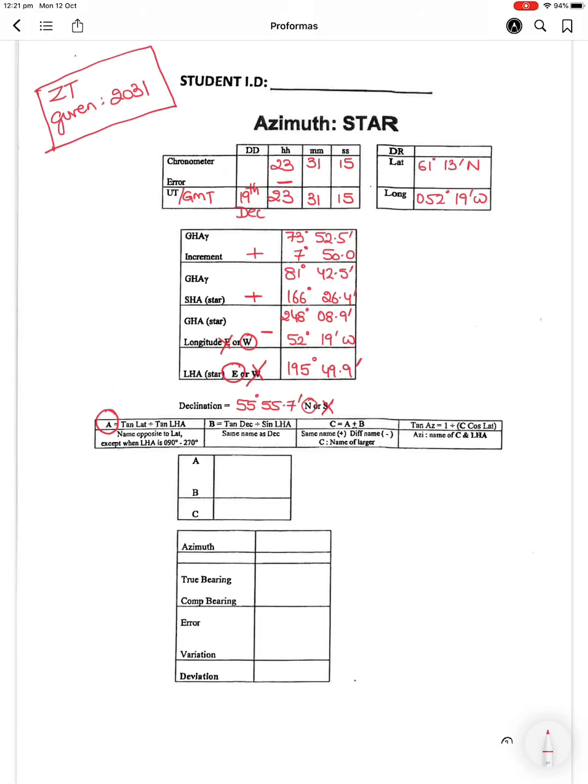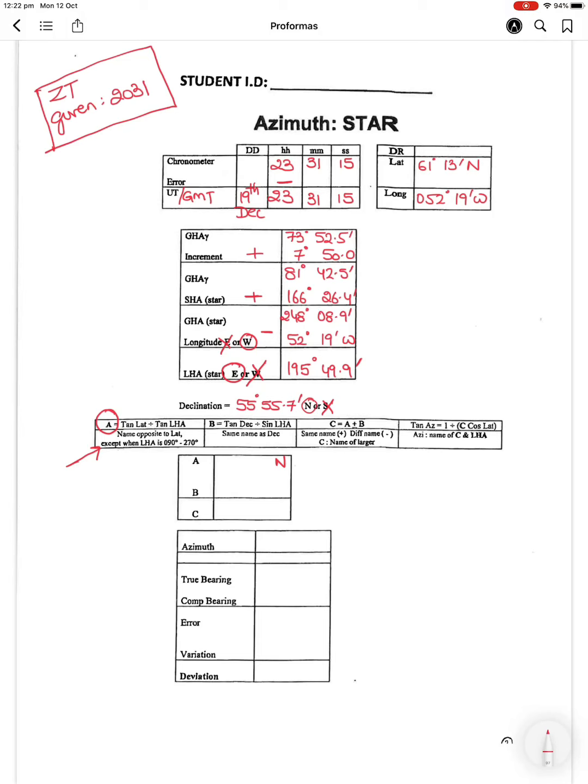Now we'll be calculating A. What is A? A is equal to tan lat divided by tan of LHA. So tan of latitude divided by tan of LHA. And you will name it opposite to the latitude except when your LHA is between 90 and 270. Now here your LHA is between 90 and 270. 195 degrees lies between 90 and 270. So you will not name it opposite to latitude, you will name it same as latitude. So your A has to be named same as latitude, north.